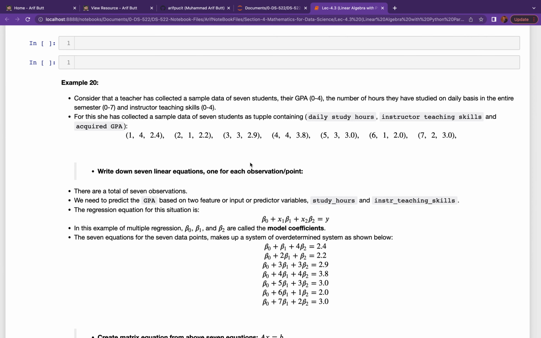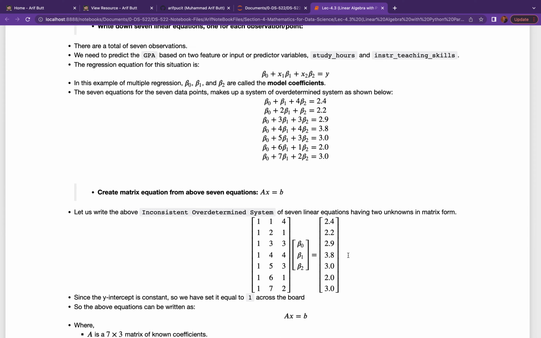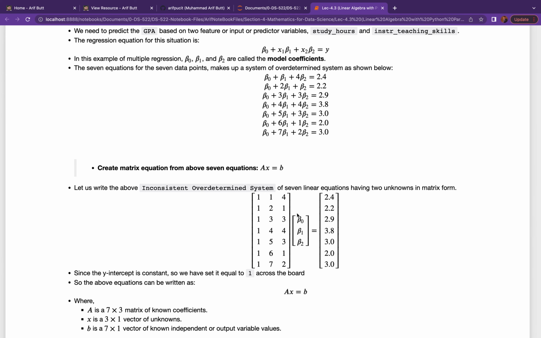And of course, we can write these 7 points in the form of equations like this. So we have 7 equations, just 3 unknowns, an overdetermined system. Beta 0 is of course the intercept, beta 1 is the coefficient of study hours, and beta 2 is the coefficient of instructor teaching skills. So I've just kept the 2 input variables. So we can write it as an equation as well. Just note that we have the vector now containing 3 values, beta 0, beta 1, and beta 2.